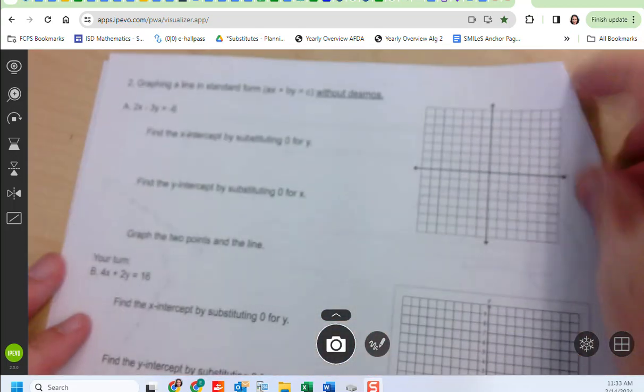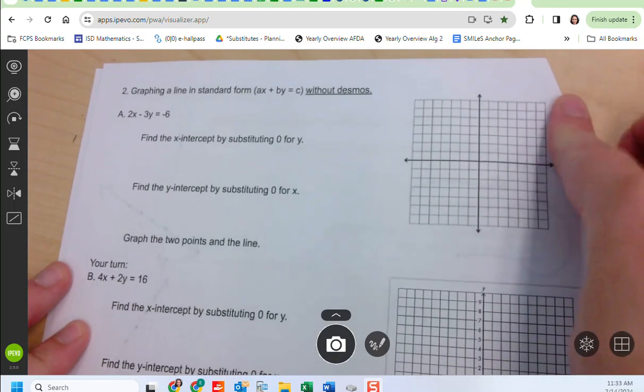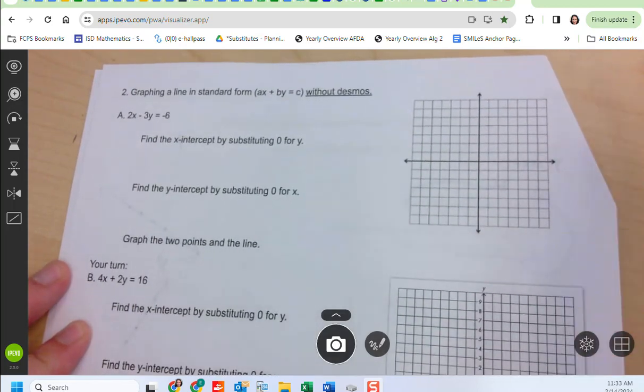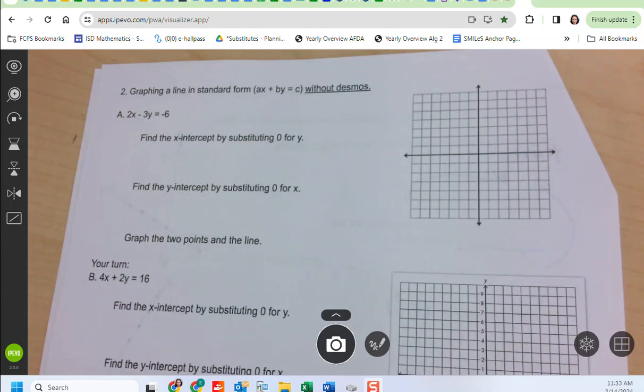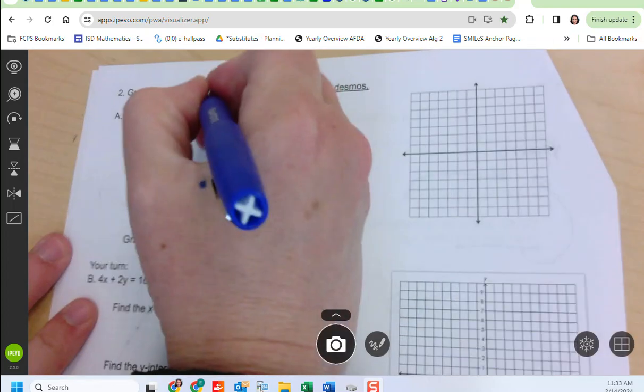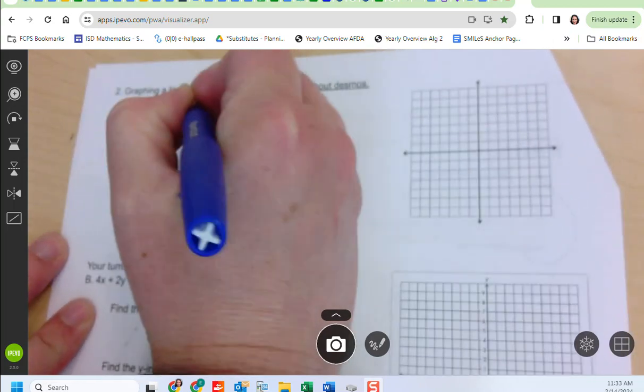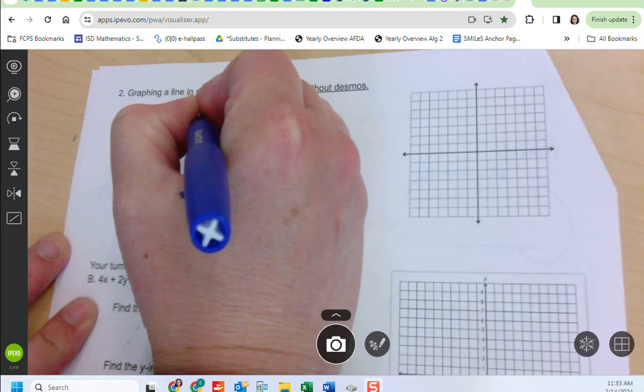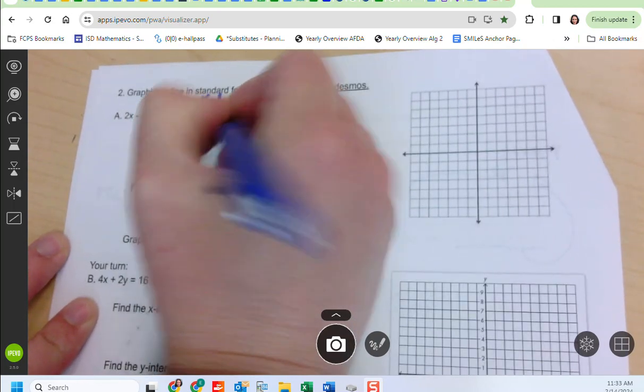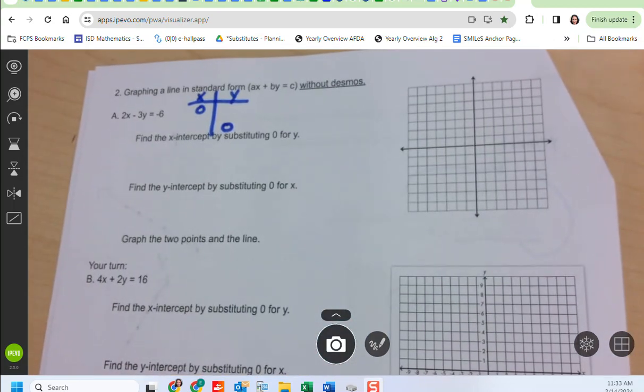All right. Graphing a line in standard form, remember, without Desmos. Okay. We're going to do this with a table of values, but it's a special table of values where you have a 0 for the x and then you have a 0 for the y. Looks like this. We did do this, but it's a little bit less common than the y equals mx plus b. The reason we can't just pull the m and the b from the equation is because it's not written in that format. It doesn't look like y equals mx plus b.